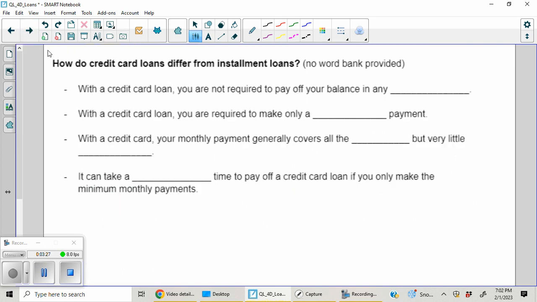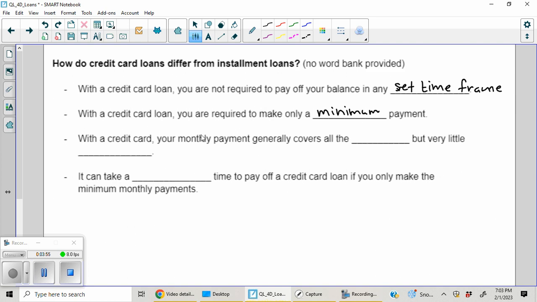And then specific to credit cards, I don't have a word bank here, but with a credit card loan, you are not required to pay off your balance in any set time frame. There's a bunch of different ways that we could word that. With a credit card loan, you are required to make only a minimum payment.